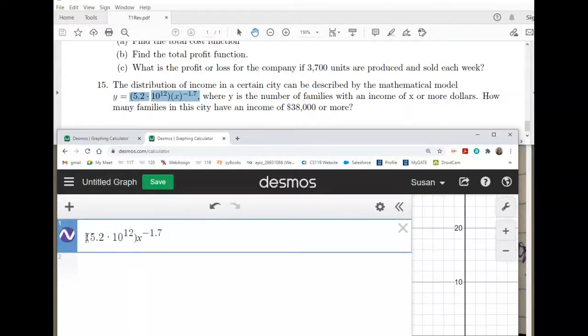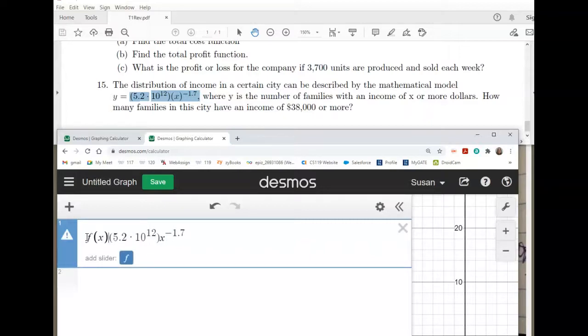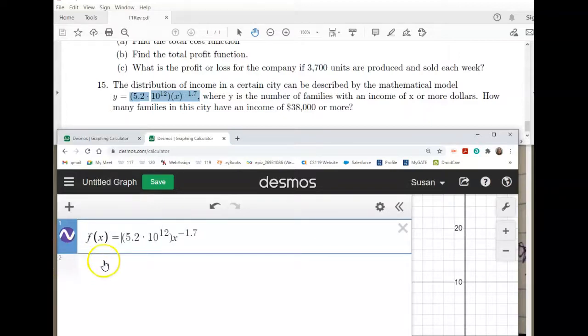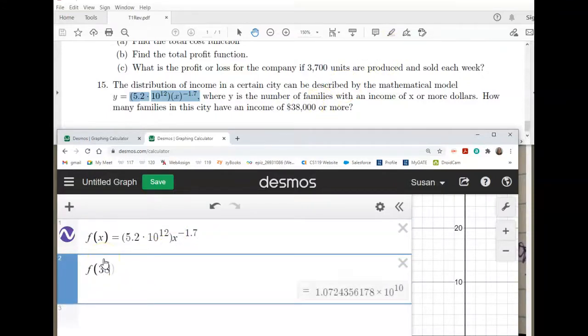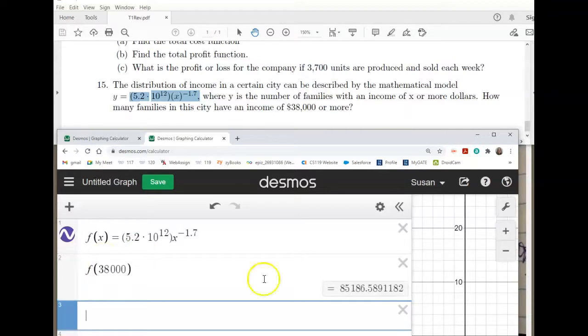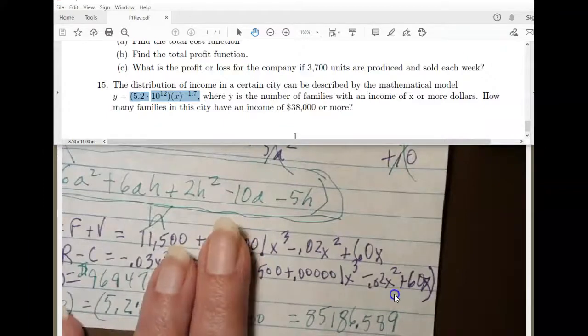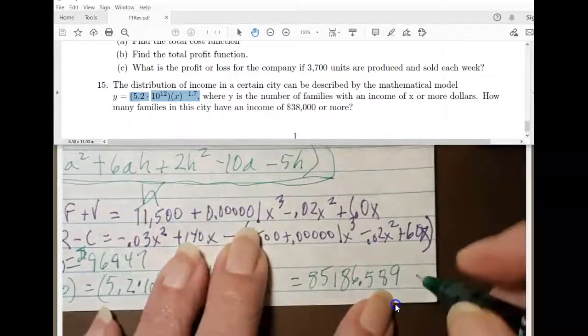So I'm going to put f of x equals, because that gives me the ability to put f of something. And I want f of 38,000. F of 38,000. So that gives me 85,186.589 if I want 3 decimal places. And I do. For the test, I want 3 decimal places. So make sure you put that on there. But you would counter that y is actually the number of families, so it should be a whole number. But again, on the test, I'm going to want 3 decimal places. So make sure you're giving me 3 decimal places, and the correct units would be families.